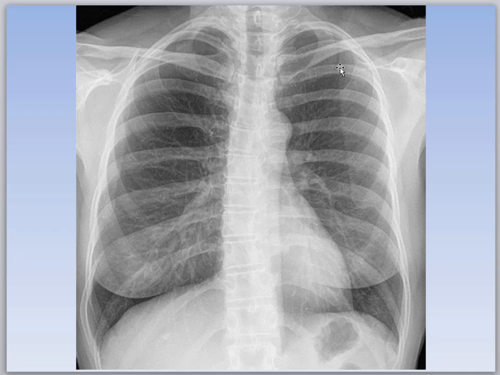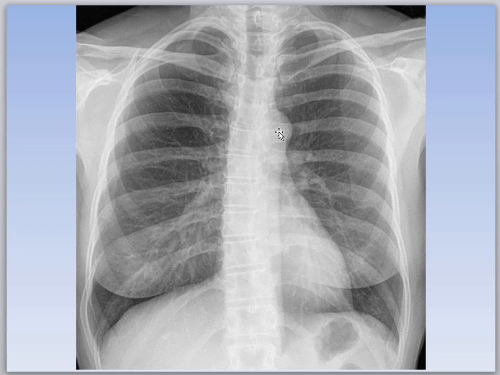What about this line coming down here? It's the medial border of the scapula. And right here, it's the angle of the scapula. You can see the scapula is back in play. What's this? Coracoid process.